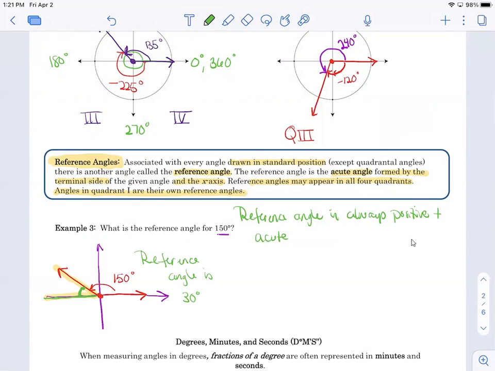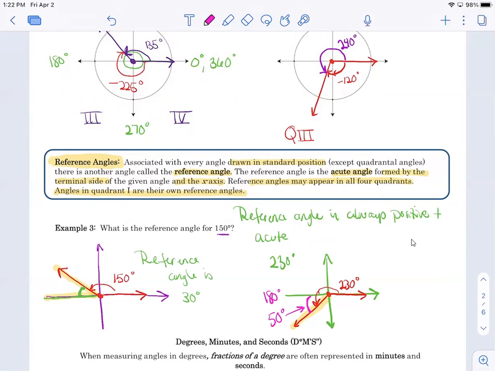So let's try another one. I'm going to give us 230 degrees. So I'm going to go ahead and draw it in standard position. So 230, well, from here to here is 180. So I would need another 50, so I'm about right here. Now your reference angle, remember, is your terminal side and the angle between that terminal side and the closest x-axis, so this little piece. So we know that this is 180 degrees. So to get to 230, this would have to be 50 degrees. So that's your reference angle.